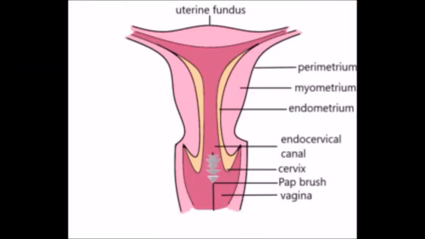The wall of the uterus has 3 layers of tissue. The external thin membranous perimetrium, the middle thick layer of smooth muscle, which we call myometrium, and the inner glandular layer called endometrium that lines the uterine cavity. The endometrium undergoes cyclical changes during the menstrual cycle, while the myometrium exhibits strong contraction during the delivery of the baby. The female external genitalia includes mons pubis, labia majora, labia minora, hymen, and clitoris.